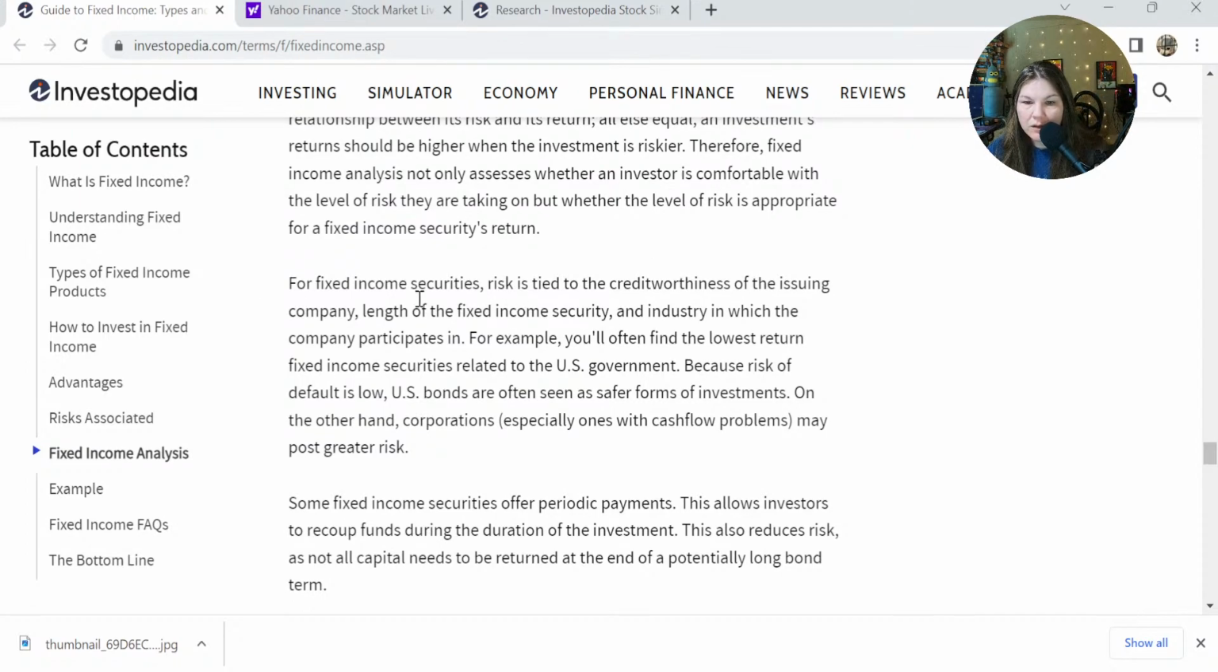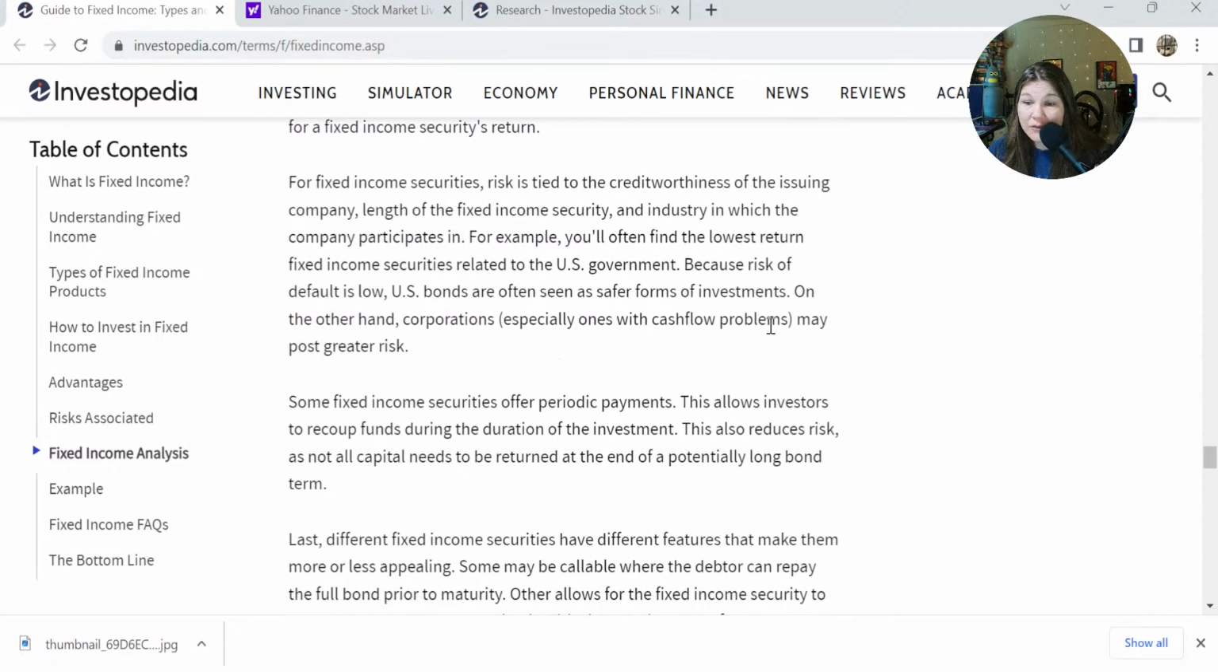So, for fixed income securities, risk is tied to the creditworthiness of the issuing company, the length of the fixed income security, and industry in which the company participates in. For example, you'll often find the lowest return fixed income securities related to the U.S. government because risk of default is low. U.S. bonds are often seen as safer forms of investment. On the other hand, corporations, especially ones with cash flow problems, might pose greater risk.